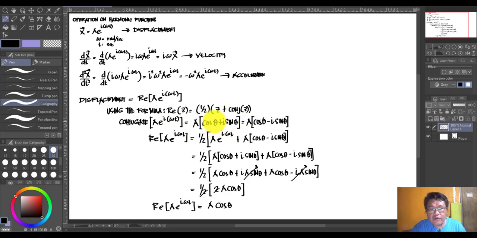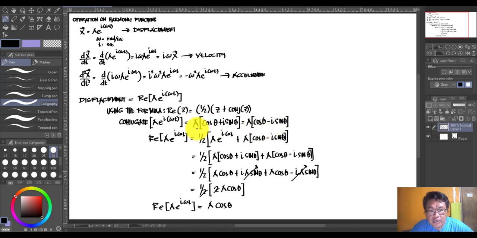Now if we use the conjugate of this equation, it will be equal to A, and I'm going to change the positive sign into a negative sign. When we're using a conjugate, we change the sign convention of your i. Now we have A, that will be cosine of theta minus i sine of theta.